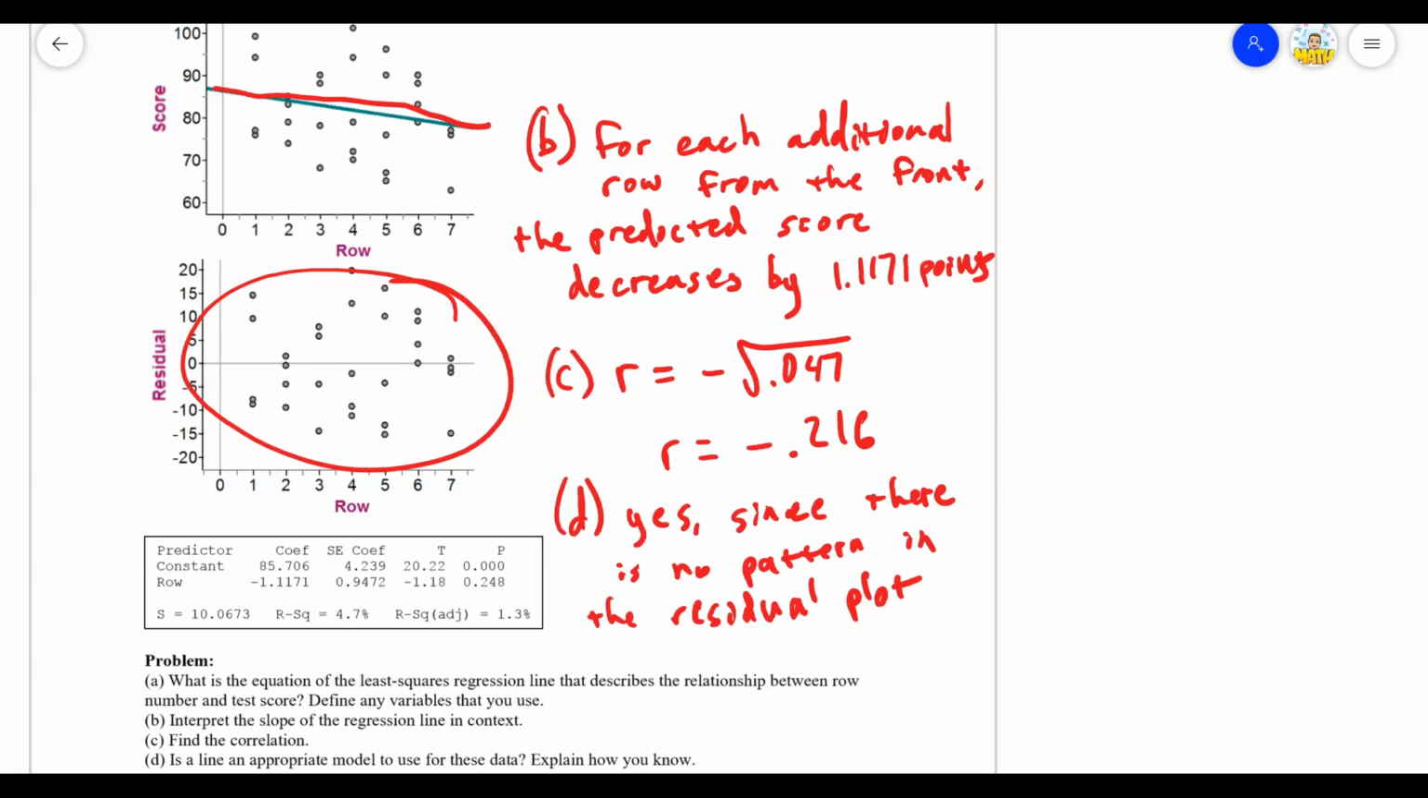Is there a lot of error? Is r squared, we only have 4.7% of the change in scores based on row. So sort of like my suspicion, I don't know how reliable sitting closer to the front is going to be. I think what's most reliable is that you really care about whatever course it is, and then that's going to probably determine where you want to sit in that class.